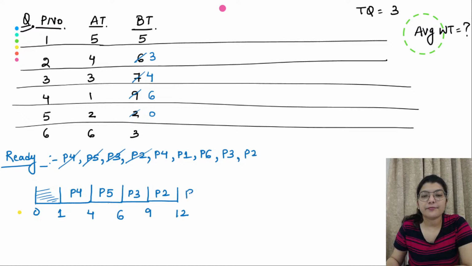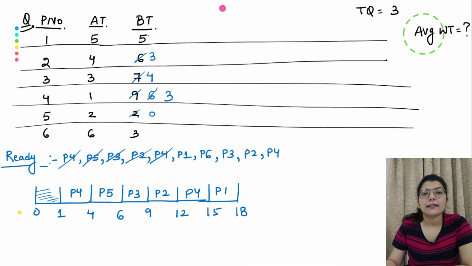Then next I have P4. So like this you can carry it forward. So P4 will again execute, 15, and this will turn out to be 3, and P4 will come over here. Then I have P1. P1 will execute for 3, 15 is 18, and this will become 2. So P1 will come over here. Then P6. So P6 is 3 only, so P6 will execute completely, that is 21, and this will be 0.